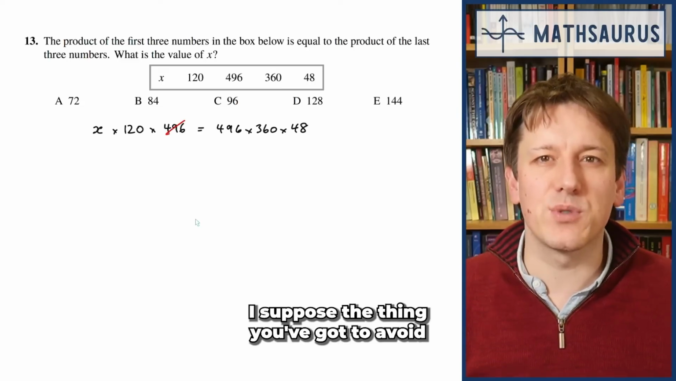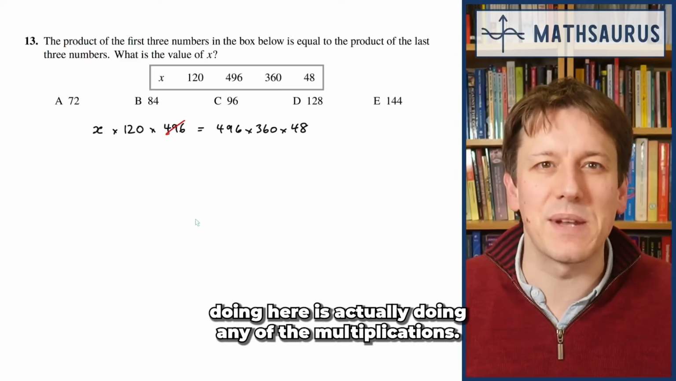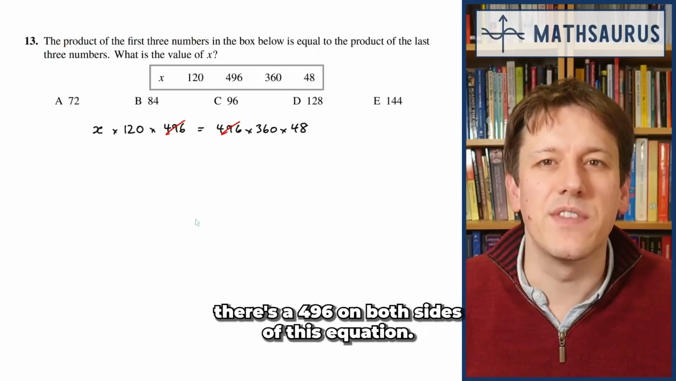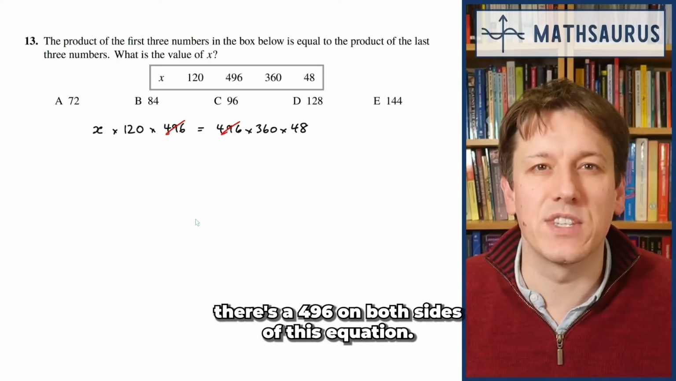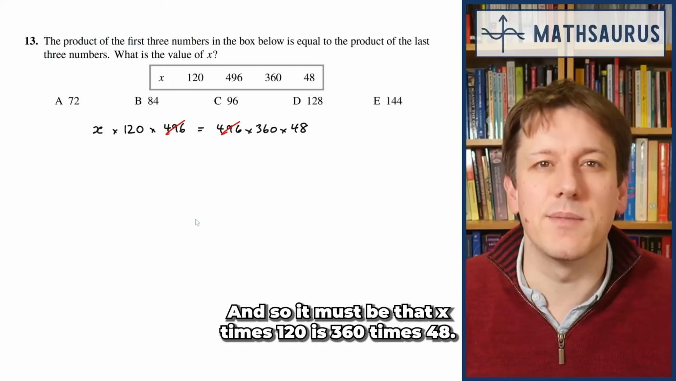I suppose the thing you've got to avoid doing here is actually doing any of the multiplications. We really don't want to do that. We want to spot there's a 496 on both sides of this equation, and so it must be that x times 120 is 360 times 48.